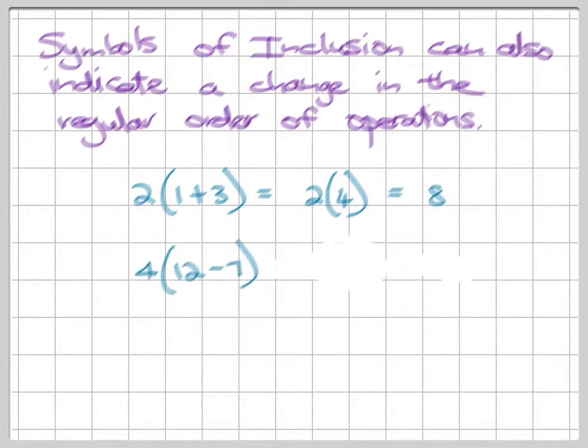Look at another one. We wouldn't do this first because what is in the brackets comes first. So we're going to do that first. So the parentheses are going to be solved first. 12 minus 7 is 5. And then 5 times 4, and that's going to be 20. Right, so that's another way of looking at our symbols of inclusion. Those are brackets and parentheses.